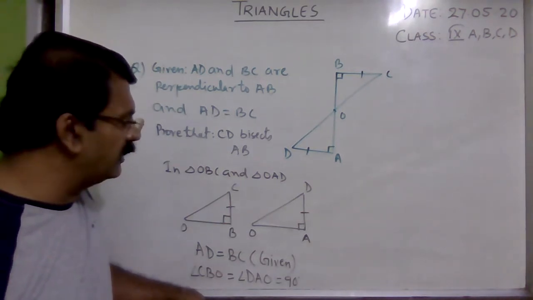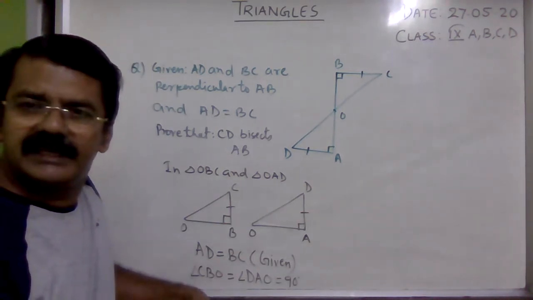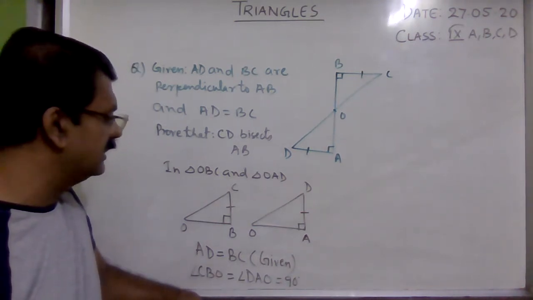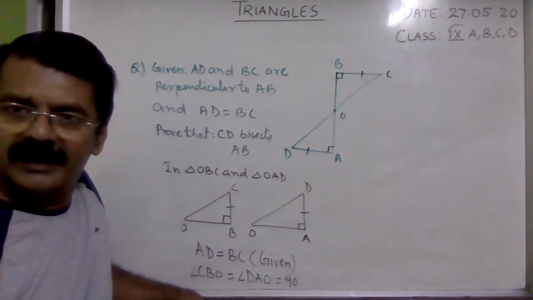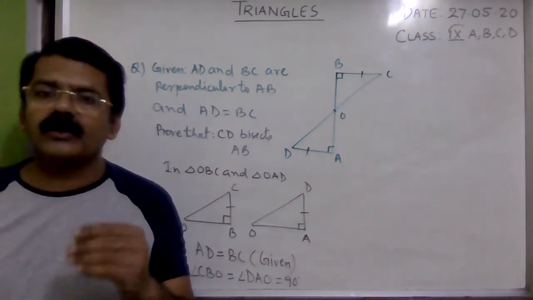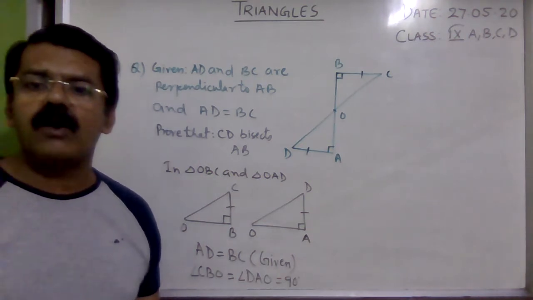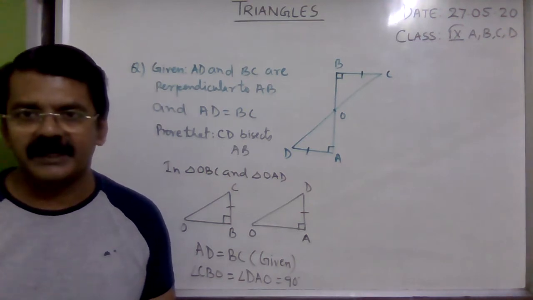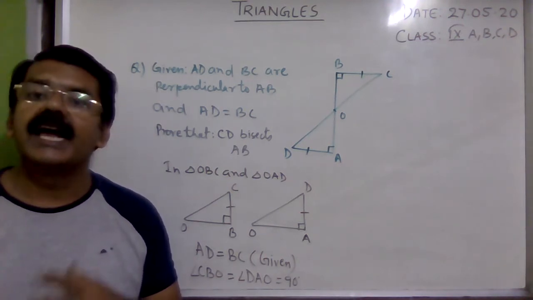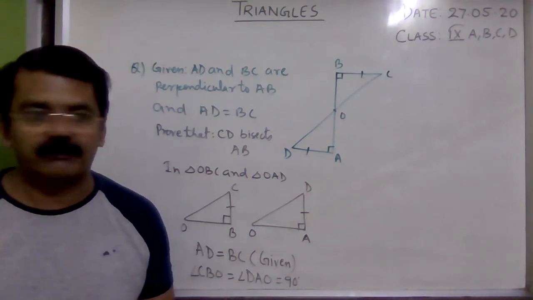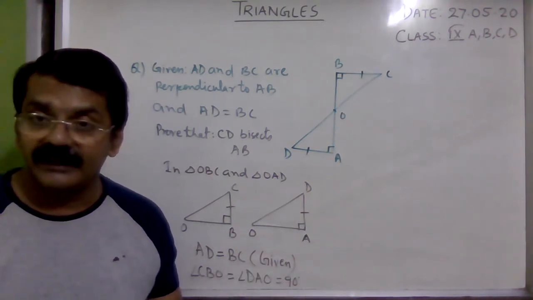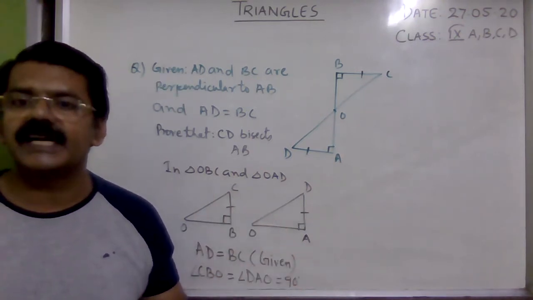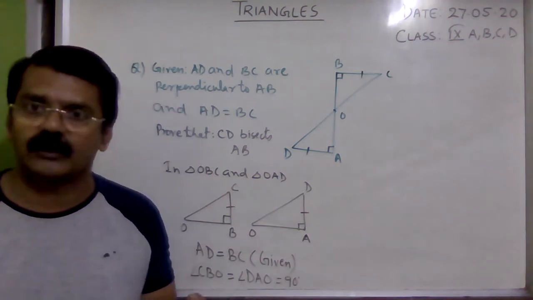Okay, so one side is given equal, AD is equal to BC, and angles CBO and DAO are equal, each 90 degrees. Although the given angle is 90 degrees, we cannot say that these two triangles are congruent by RHS congruency, because in RHS congruency, apart from the right angle, we need the hypotenuse equal, which is not given over there. One more side is given, but the hypotenuse is not given equal. So we cannot say that these two triangles are congruent by RHS congruency.